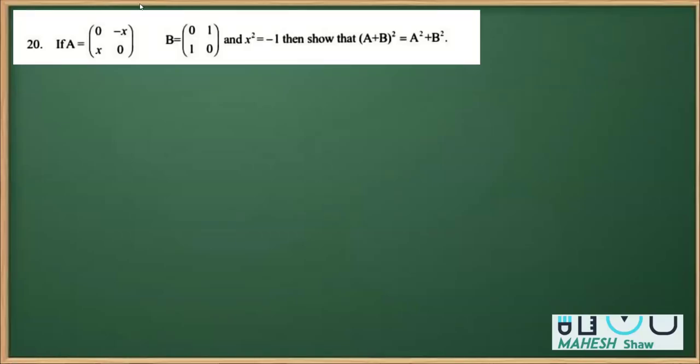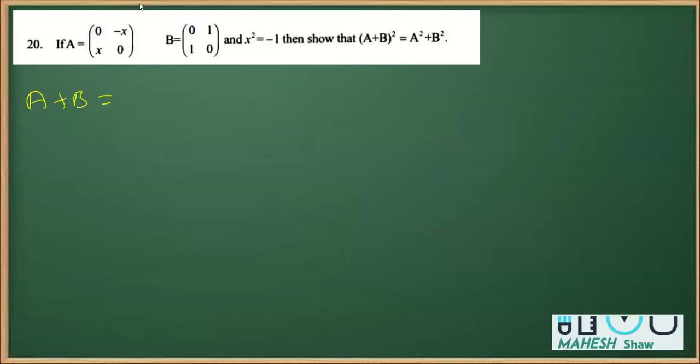In this question from the chapter matrices, we are given matrices A and B, and further it's given that x square is equal to -1. We need to show that (A plus B) whole square is the same as A square plus B square. So the first thing that we will do is to obtain what A plus B is. Clearly, A plus B will be the sum of these two matrices. We know that matrix addition is adding their corresponding elements.